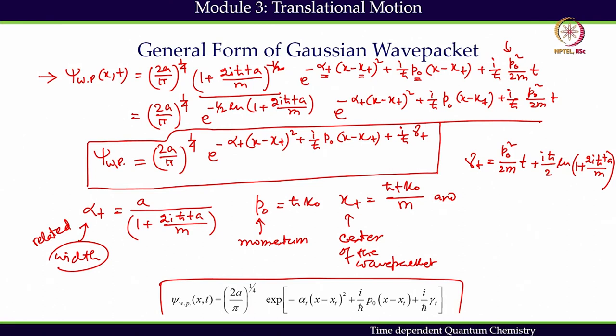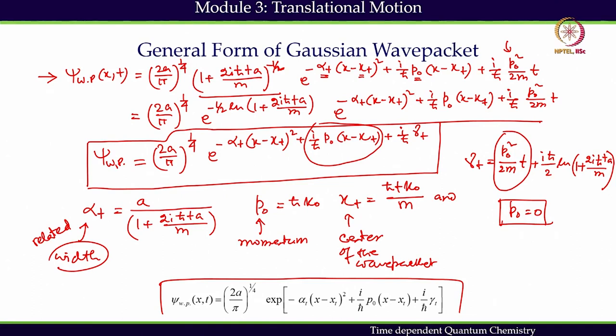And the same form can represent a stationary Gaussian wave packet as well, which we have seen previously. In order to make it stationary, all we need to do is make P naught 0, because it does not have any velocity, so it does not have any momentum; it is not moving at all. If you use P naught equals 0, then this term and this term will be eliminated, because they both have the P naught term, and the remaining term will be there. If you compare the remaining term with the previous results, you will see that they are matching with each other.